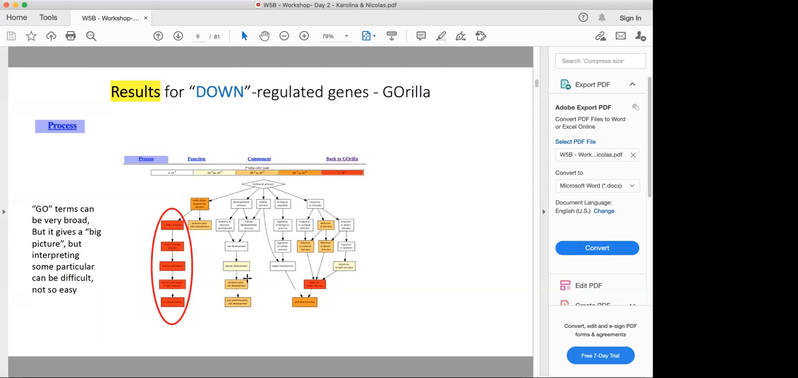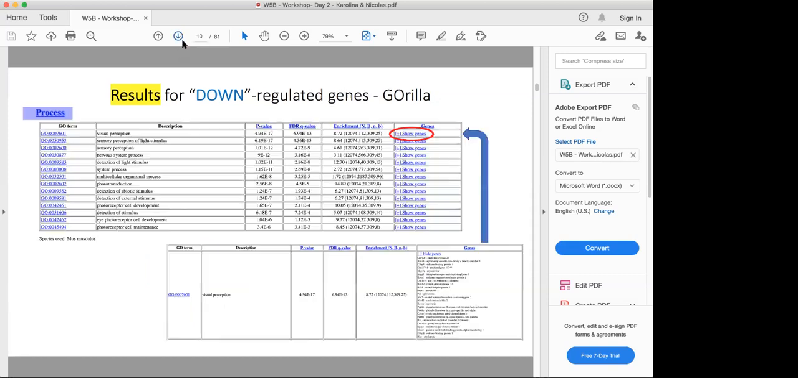And actually the visual perception and the detection of the light stimulus, this is the condition that we are dealing with, is very statistically significant. You see, they are marked red. So GO terms can be very broad, but it gives you a big picture of all the genes that are differentially expressed within your data set. Because if you wanted to take it one by one, it would be very difficult to interpret. So this was the process.